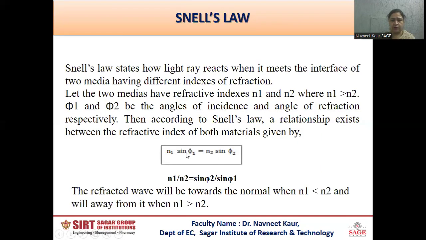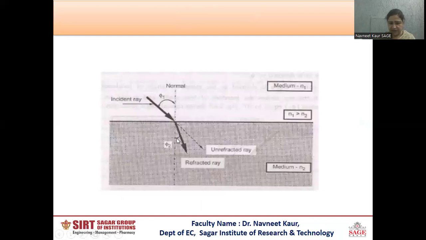Now, Snell's law will equate these two terms. If I take N2 on the left-hand side and sine phi 1 on the right-hand side, I'll get the equation N1 by N2 is equal to sine phi 2 upon sine phi 1. Now, if N1 is less than N2, in that case, phi 2 will be less than phi 1. That means this angle will be smaller than this angle. In that case, the light ray will move towards the normal.